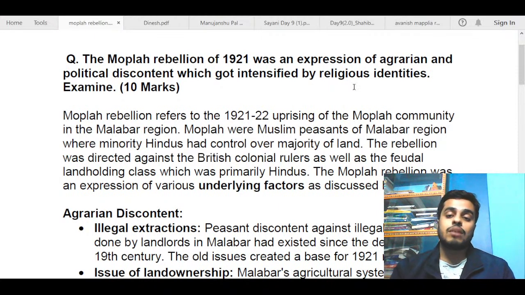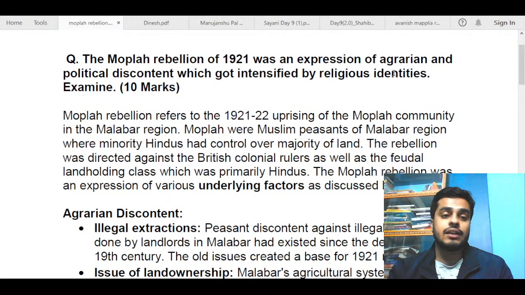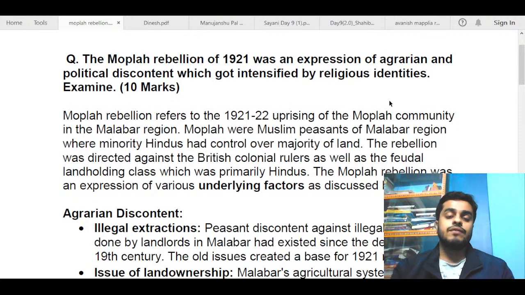So you had to talk first about the basic primary reasons of agrarian and political discontent, and then go into some points about religious identity. This was a 10 marker, and I think 3 parts were required. The first part was agrarian discontent, second was political discontent, and third was religious issues. If you could have written 2-3 points in each of these 3 parts, that would have sufficed. In the introduction, you could have talked about the space of the rebellion, where it was located and how it started. In the conclusion, you could have just summarized whatever you had discussed in the answer.